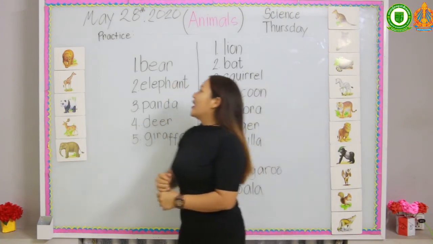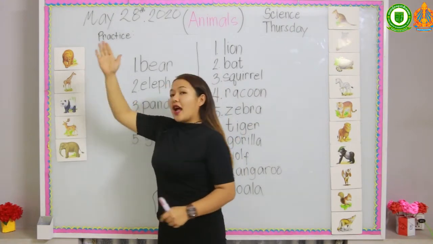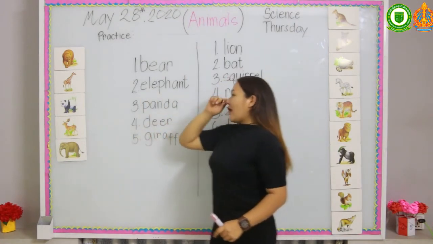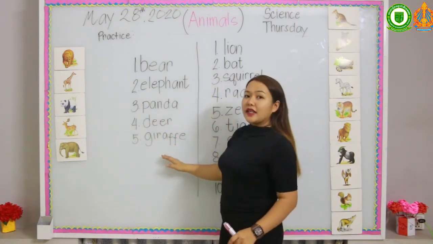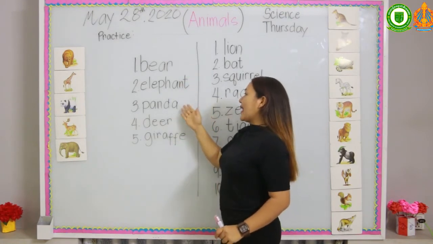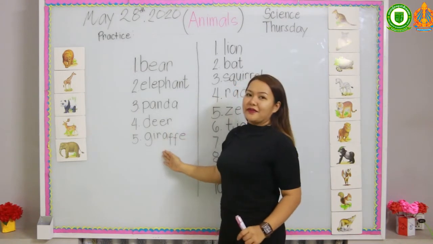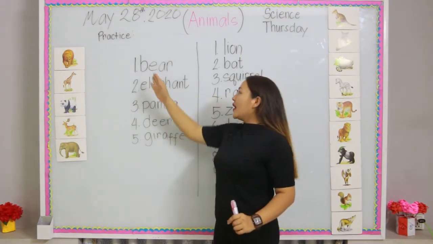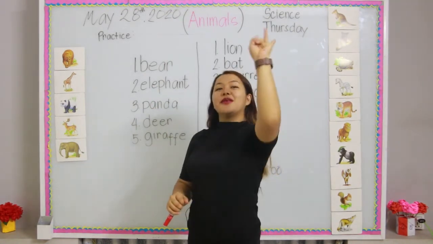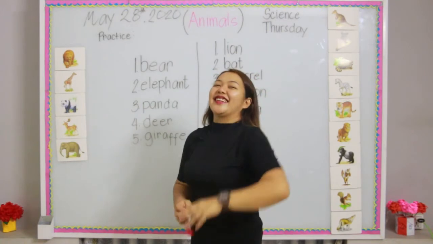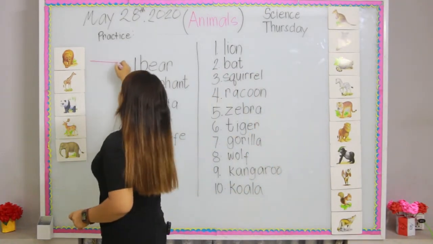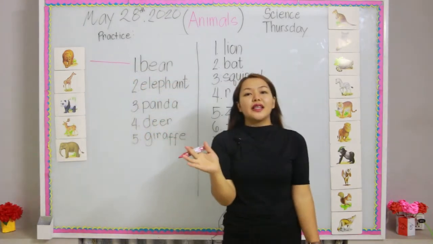All right, let's start. So this is a bear. Bear. So I'll read these words: bear, elephant, panda, deer, giraffe. So what's your answer? 1, 2, 3, 4, or 5? 1, 2, 3. The answer is number 1. Good. So let's draw a straight line.